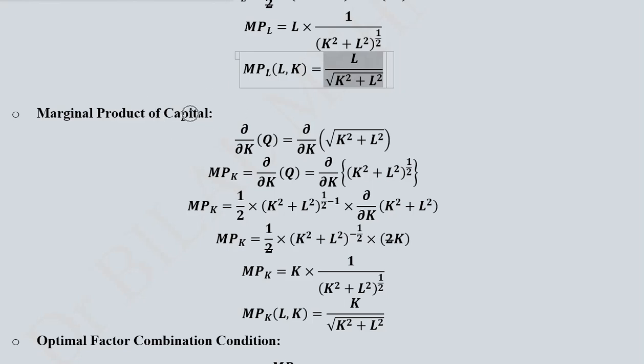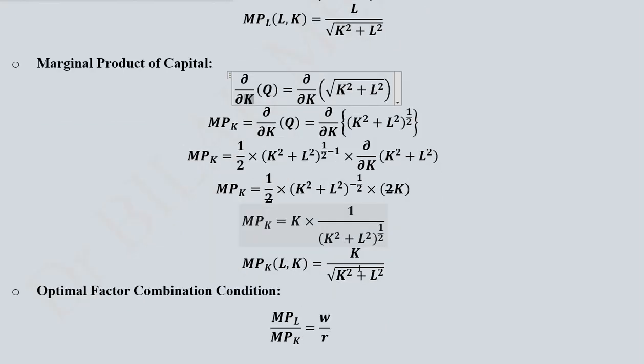So let's talk about the MPK, and if you have found the MPL, you can easily find this because it is very much similar. The same rule will be applied. The only difference would be related to the independent variable with respect to which we are trying to find the derivative, and this time it will be capital instead of labor. So the answer will also have capital instead of labor here, and definitely here we'll write MPK. So again, it shows that there is complementarity between capital and labor, and both of them determine the marginal product of capital as well as the marginal product of labor.